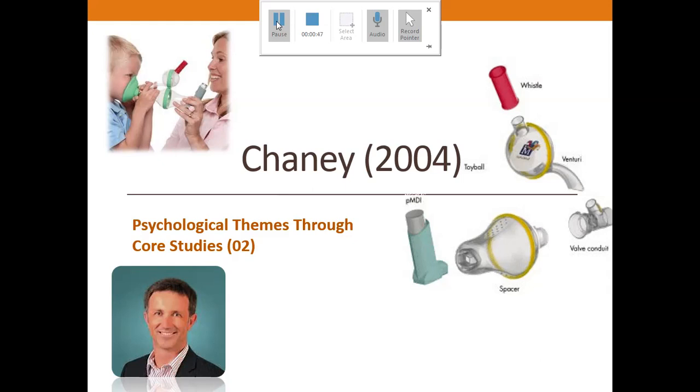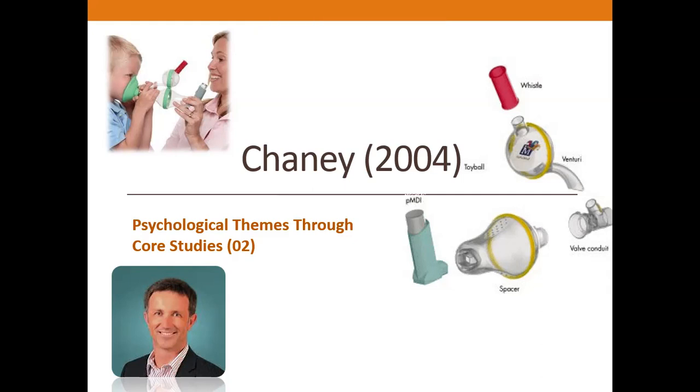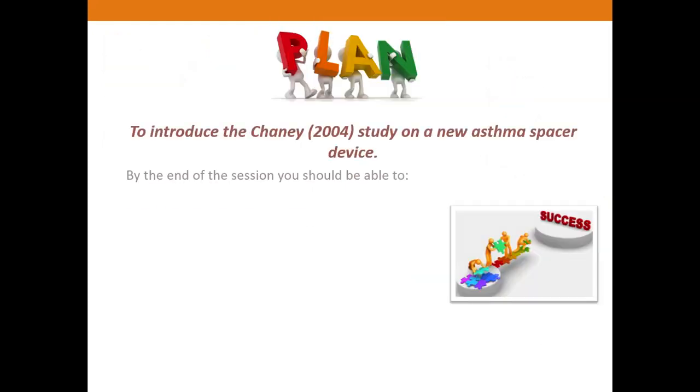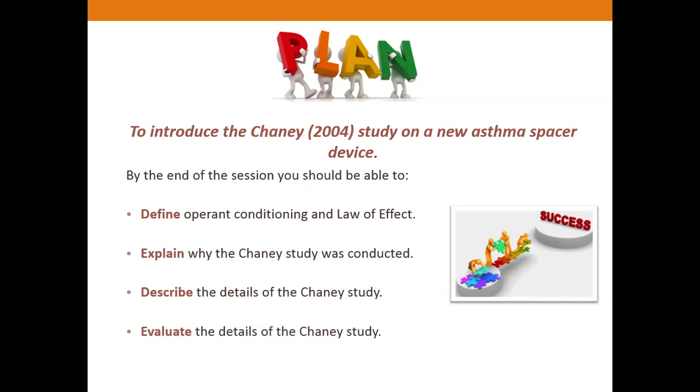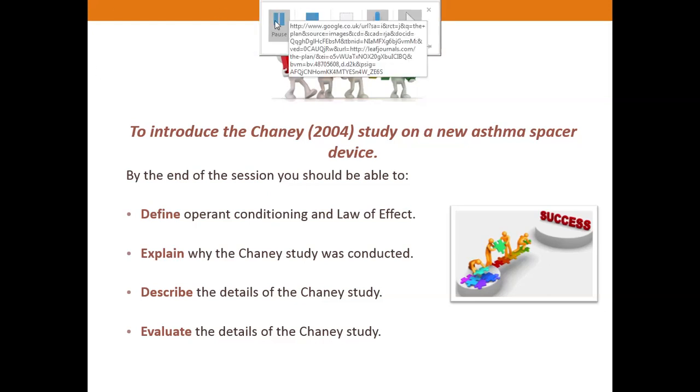Your key theme is external influences on children's behaviour. The area is developmental, and this is your contemporary study, like I say. So by the end of this video, we should be able to define a couple of things, so operant conditioning and something known as the law of effect. We should be able to explain why this study was conducted. We should be able to describe some of the details of the study, and again, we'll evaluate it a little bit, but we'll not go into tons of detail because we'll do that in lesson.